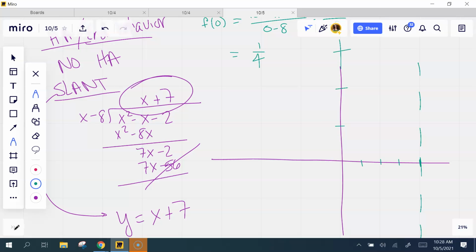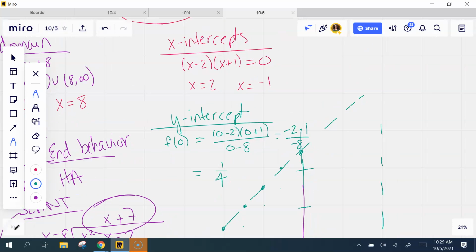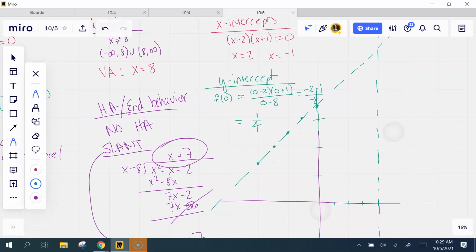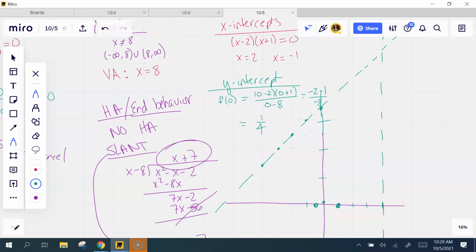Probably should have gone by something a little more than what I did. That's okay. Do you agree so far with my graph? Yes, no, maybe so. I cross the x-axis at 2 and at -1. Anything else? Do I know anything else? I think that's it. Y-intercept, exactly right. And the domain is that x cannot be 8, right?